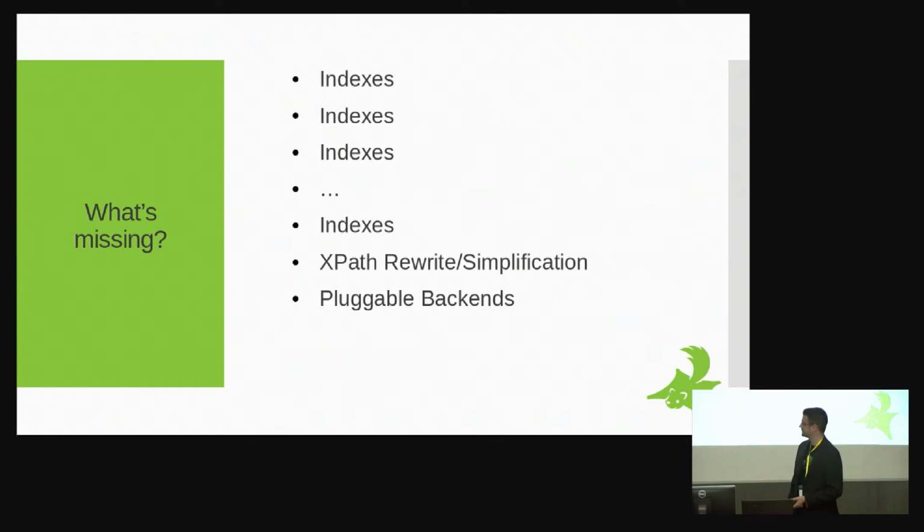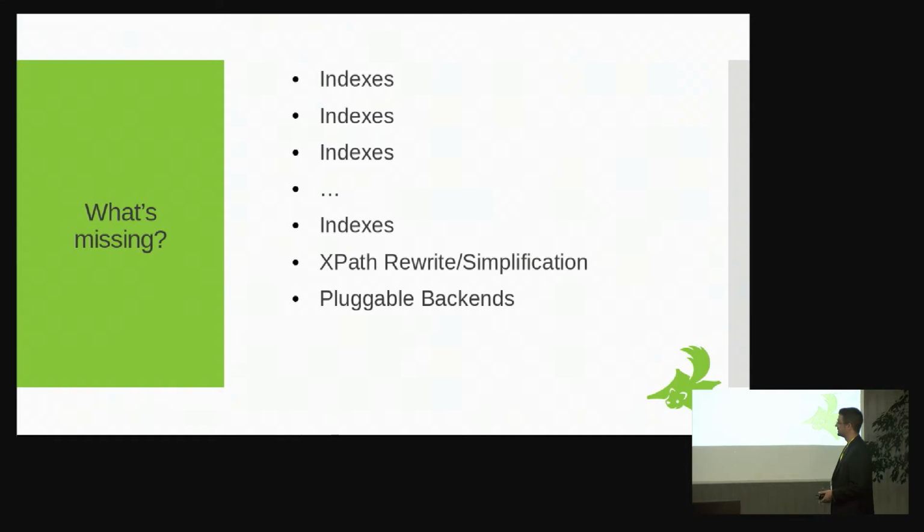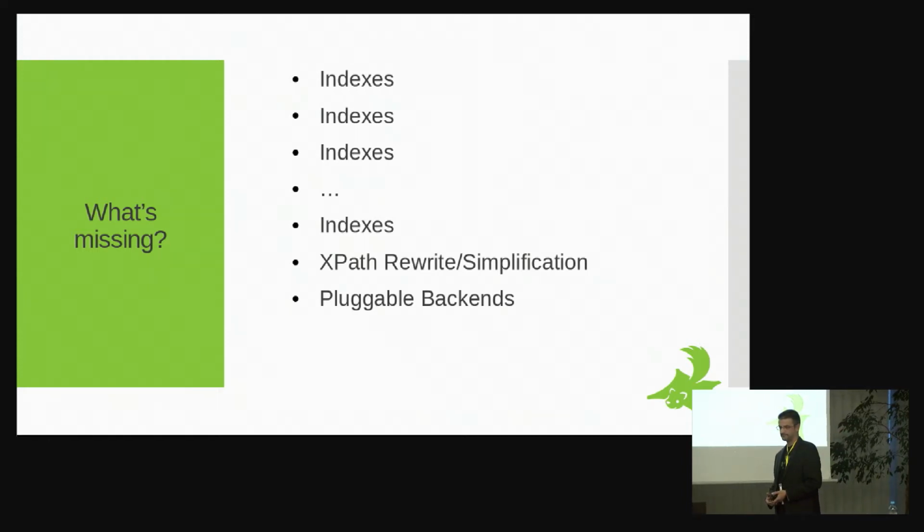So what's still missing? Well, the pluggable backends I just said, and XPath rewrite and simplification. That isn't done yet, so it does everything the hard way. It keeps reverse axes, things like that, and tries to run them, which means it's not so cool. That needs to be done. And then something else: indexes, there are none. They haven't been done yet.